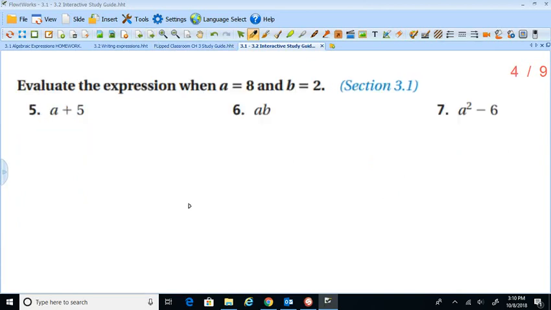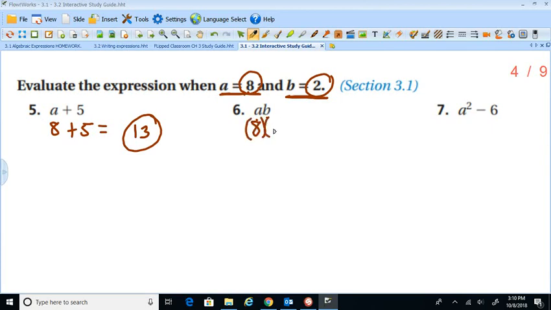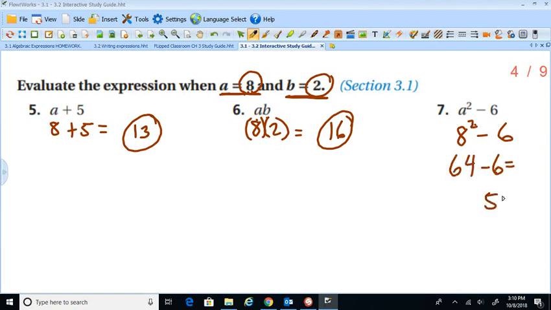Number 5, 6, and 7, we're going to evaluate, solve, when they tell us A is equal to 8, B is equal to 2. We're going to substitute in first. So A plus 5, I need to rewrite that. That's 8 plus 5, which equals 13. A and B are touching. That means multiplication. So A times B, which is 8 times 2, which of course equals 16. A squared minus 6. A is equal to 8. So I'm going to rewrite this as 8 squared minus 6. 8 squared, 8 times 8, 64 minus 6 leaves us with 58.